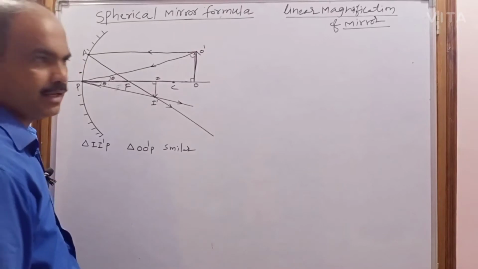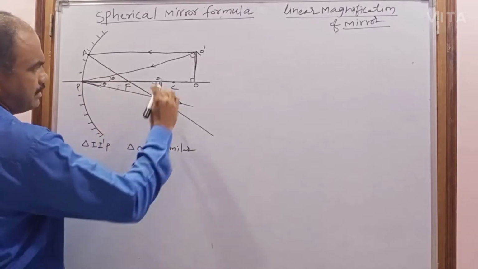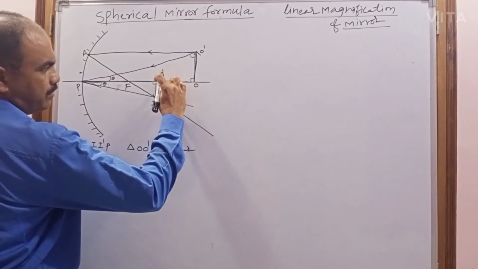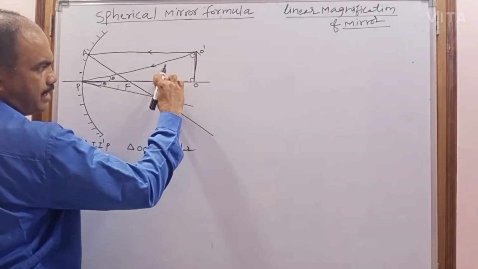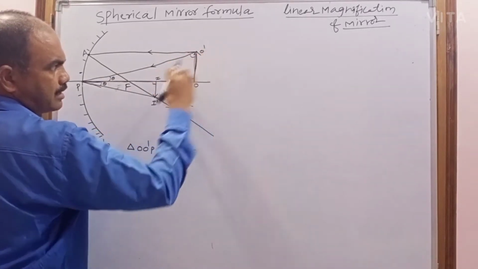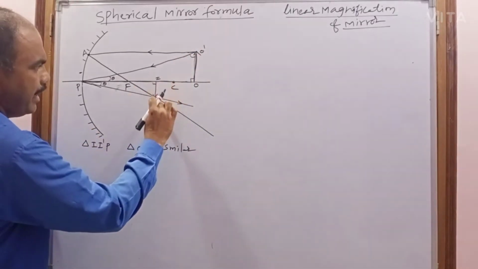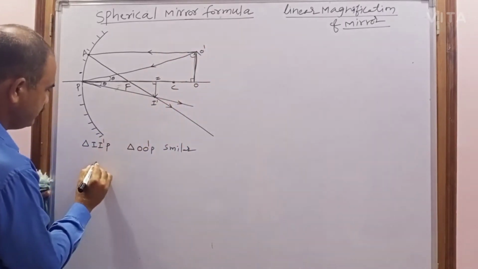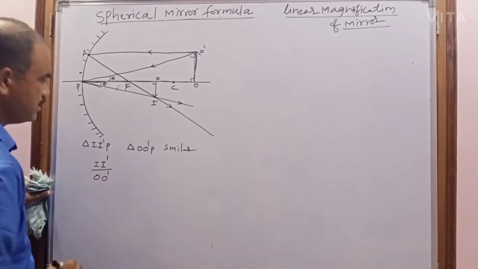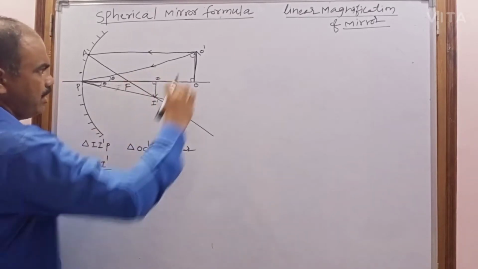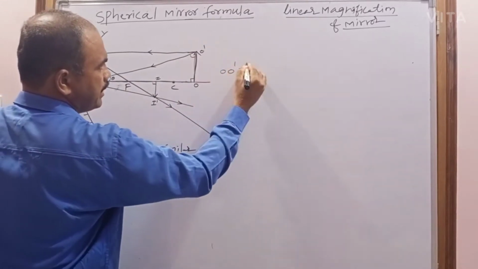When two triangles are similar, the corresponding sides have the same ratio. Here, what are the corresponding sides? For the triangle PII dash, I am taking this side. For the triangle POO dash, what is the corresponding side? This II dash and this OO dash are called corresponding sides. The corresponding sides' ratios are also the same. So that's why I am taking II dash by OO dash. But what is II dash and what is OO dash? OO dash is nothing but the object height. Let it be h0.